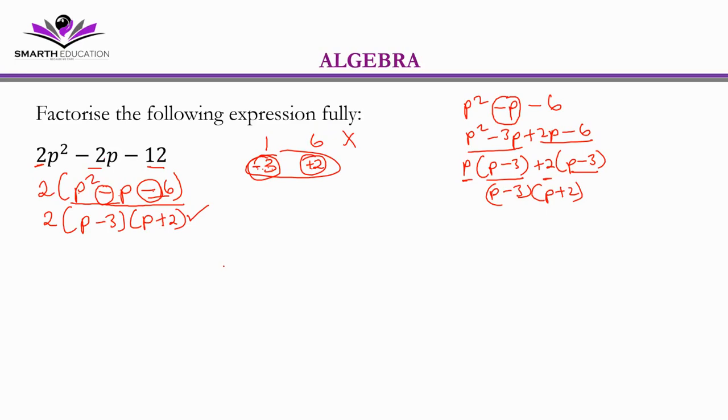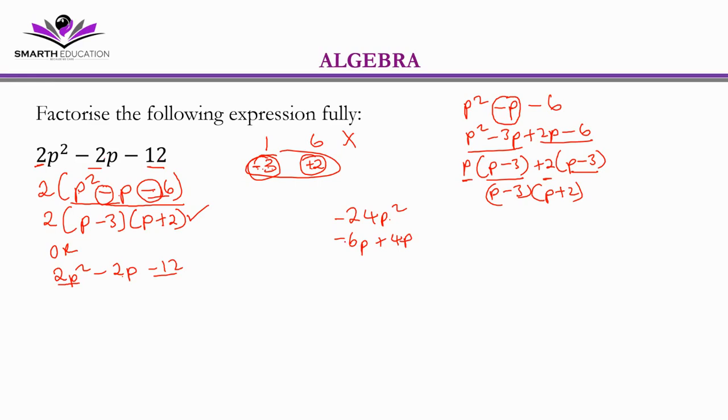And then the other way you could have done this was to say 2p squared minus 2p minus 12. So what you do, you multiply 2p squared times negative 12, which is negative 24p squared. And then we look for the factors of negative 24p squared that will give us negative 2. That will be negative 6p and positive 4p.